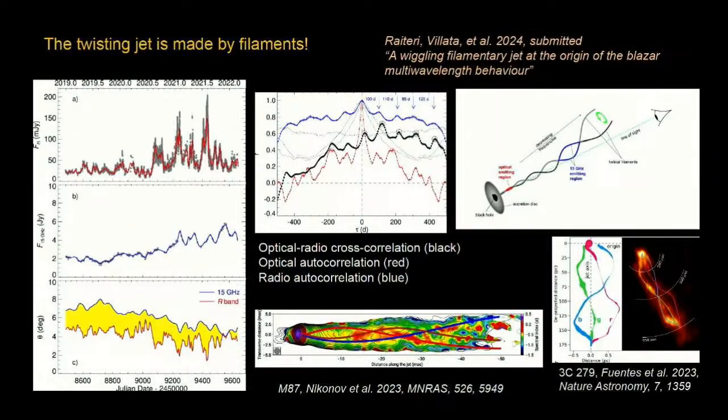And just again, very briefly, by analyzing this cross-correlation, we could infer that this twisting jet is actually made of filaments. Here is a sketch of the model. And again, there's nothing new, because we know that the radio jets of extragalactic objects like M87 and 3C279 are actually observed to be made of filaments.